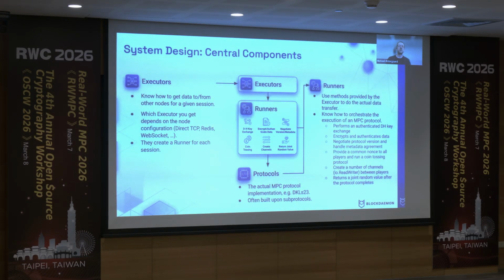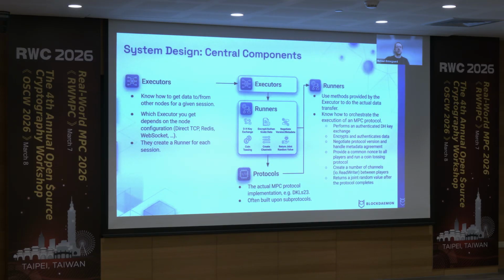There are 3 central components we use for running our protocols. First, we have something we call the executors. They know how to get data to and from other nodes for a given session. Which one you get depends on how the node is configured. You can get one that knows how to talk direct TCP connection. It can talk through Redis, message brokers like RabbitMQ or other AMQP. It can use WebSockets, but there are different executors for doing this.